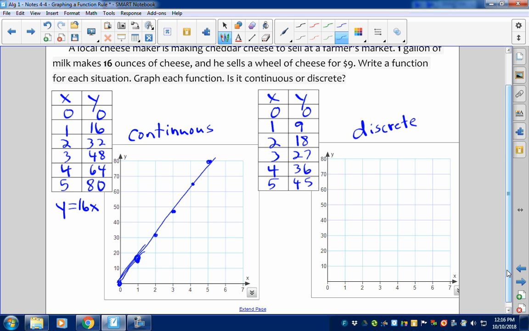It's 0, 0, 1, 9, 2, 18, 3, 27, 4, 36, and 5, 45. And in this case, I'm not going to connect the dots. It doesn't make sense because I've just told you you can't sell a half of a wheel of cheese. If he cuts it in half, packaging is opened, it's going to go bad really quickly. So we'll just pretend you can only sell whole wheels of cheese.